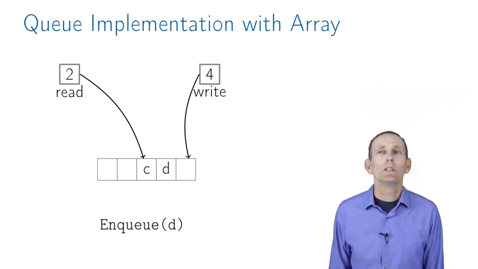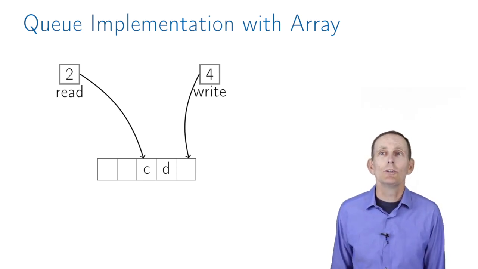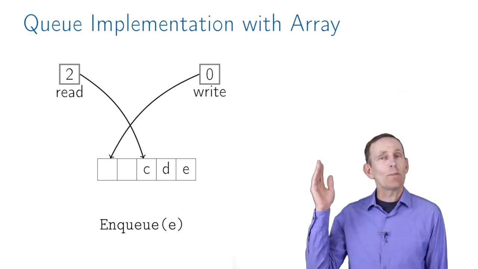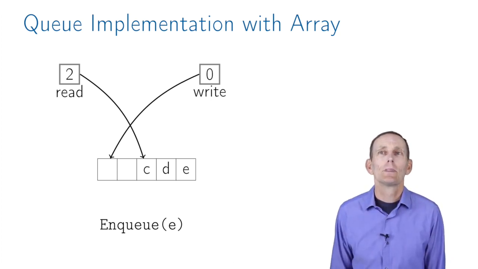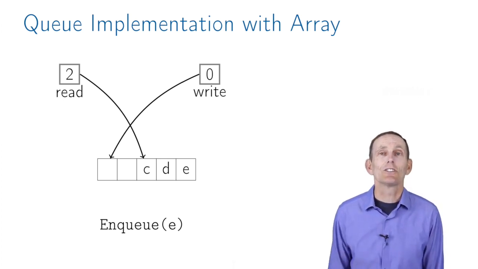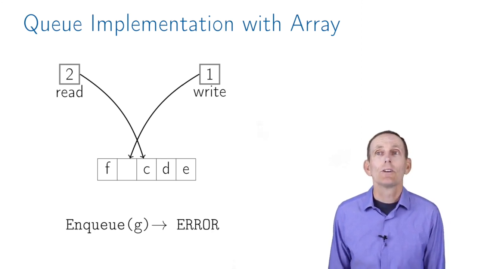Notice at this point when we enqueue D, the write index is 4. That's the next place we're going to enqueue to. So we enqueue E, which will have us write to index 4, and then the write index wraps back around to the initial element. And here it's important to note we're using zero-based indexing of this array, because the first element is 0. We enqueue F, and now if we try to enqueue G, it's not going to allow us to do that. So that will be an error.